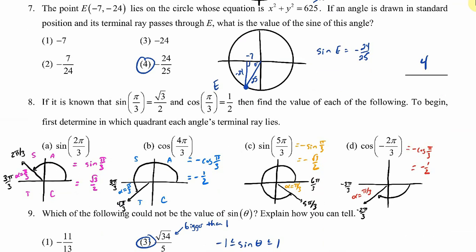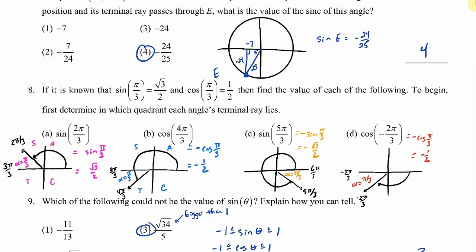For number 8, instead of converting to degrees, I left it in terms of radians. Okay, so you can take a look at that work. I just got my reference angles, all in terms of pi/3. You could certainly convert that to 60 degrees, that's fine.